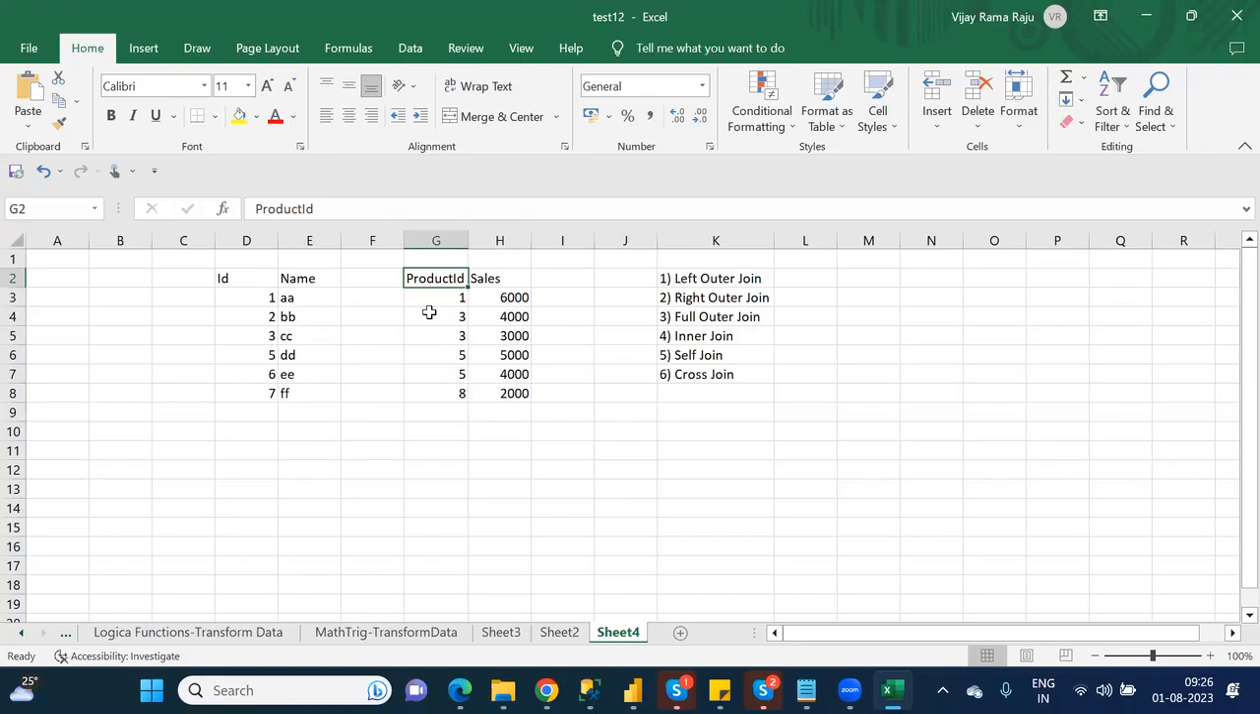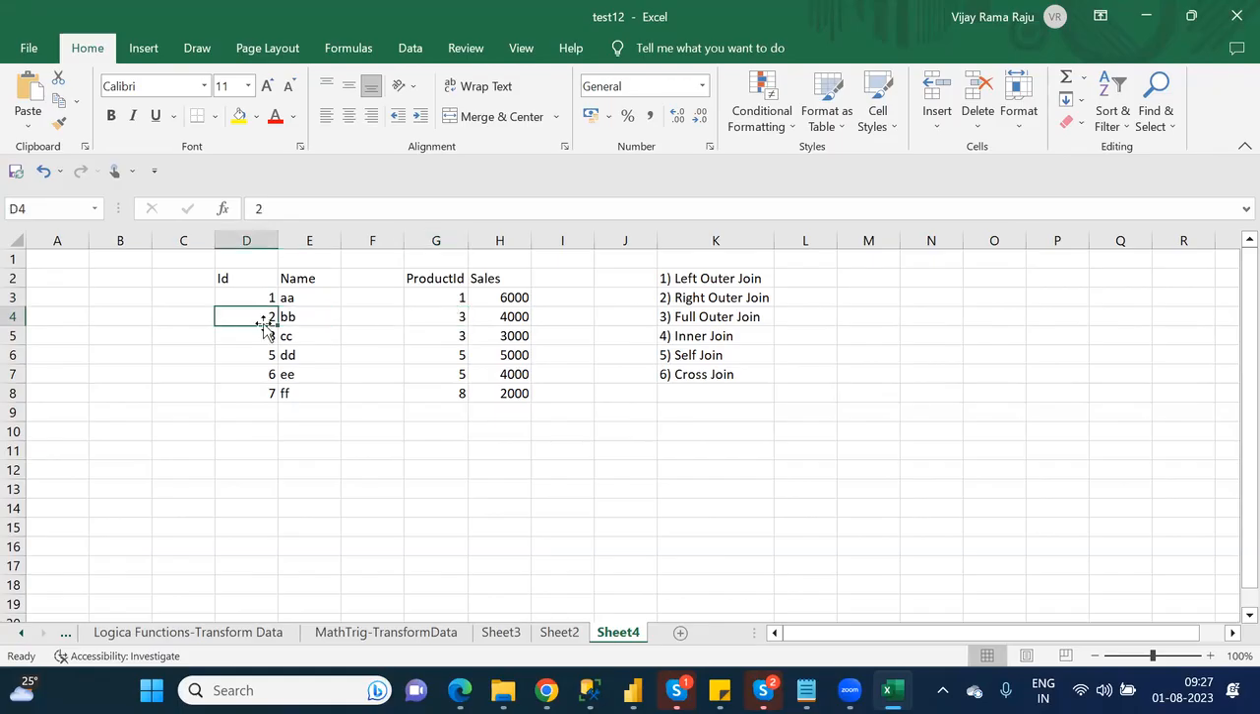How can you say that is a common column? Because there are similar values between those data sets. Suppose in ID, 1 is there. Is the same 1 available in this data set or not? And here 3 is there. Is 3 available? Matched or not? So similar values are required.